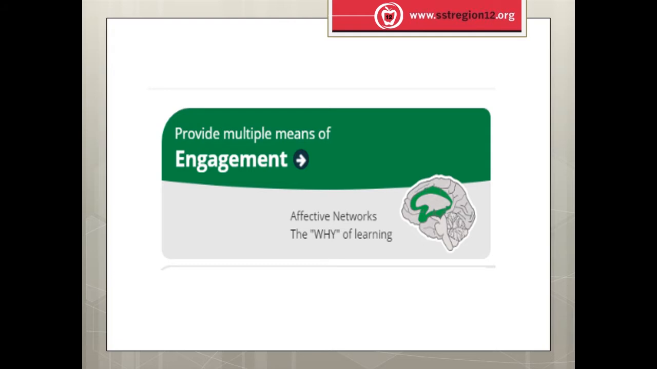Some learners are highly engaged by group work, while others prefer to work alone. What engages one will not necessarily engage all. What engages the teacher will not necessarily engage the learners.